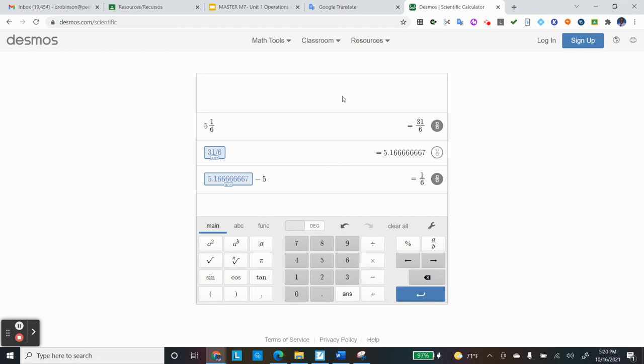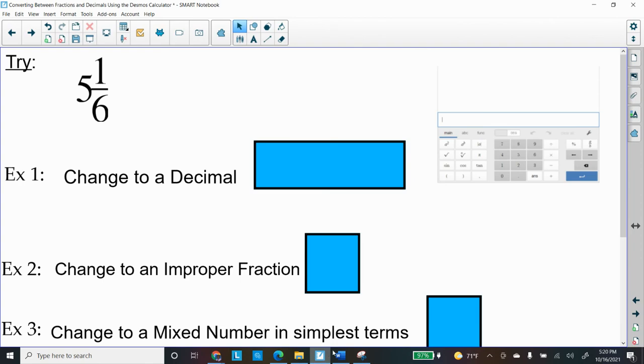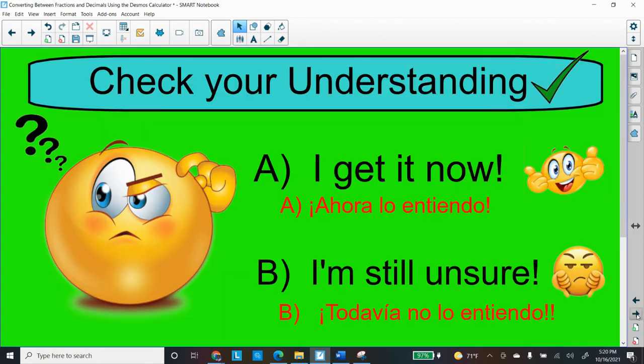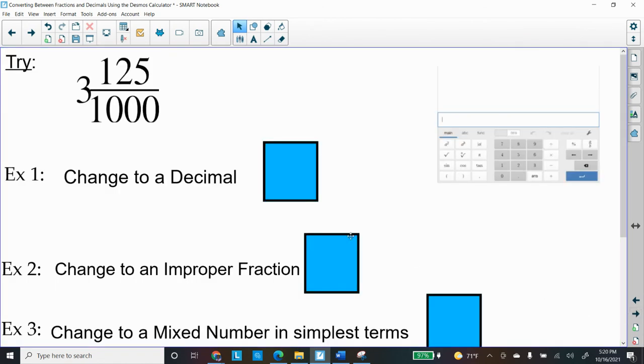So I hope you enjoyed our video of using our Desmos calculator. And if you don't get it, rewatch the video, write down your questions, bring them in to me, write me, and I'll be glad to write you back. Here's one for you to do. Bring your answer in class. So you have 3 and 125 over 1,000. See if you can change it to a decimal, improper fraction, and mixed number using your Desmos calculator.